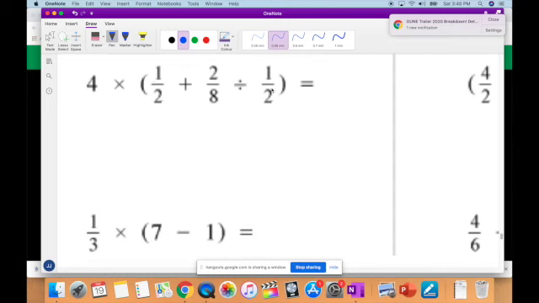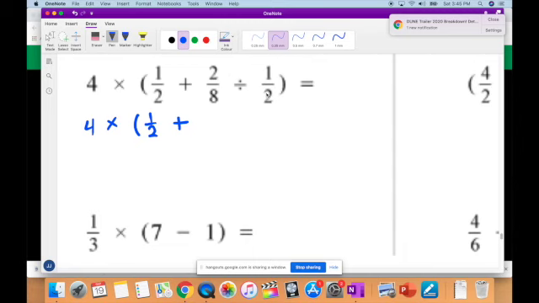Right. So I have to do the brackets first, but I have to do this divide first because of BODMAS. BODMAS says you have to divide or multiply before you do the addition. So I have 4 times, open brackets, a half plus, and then I could do this.